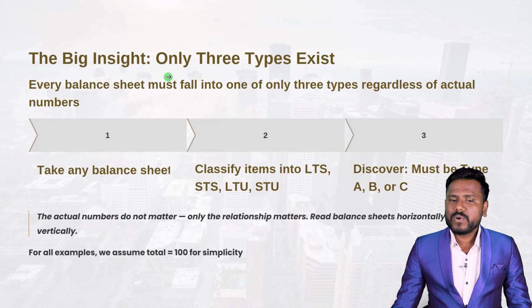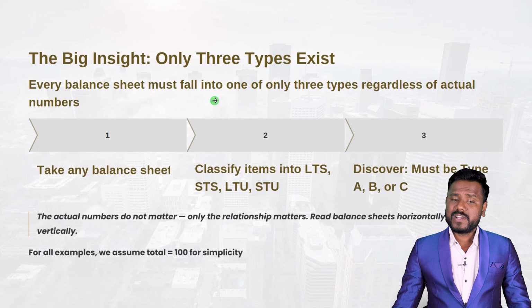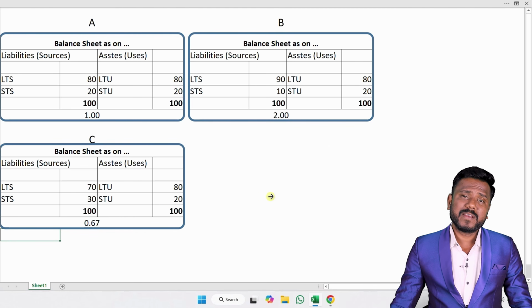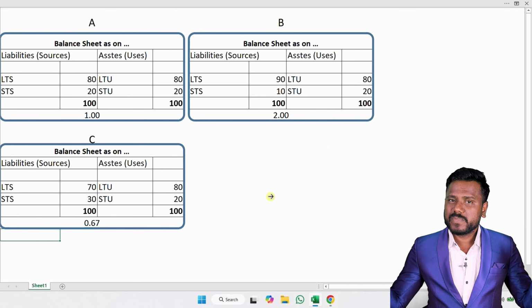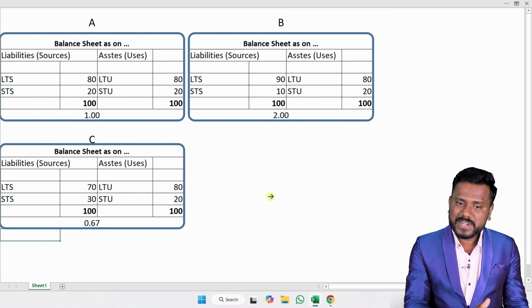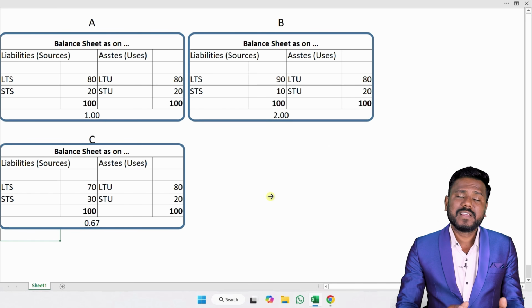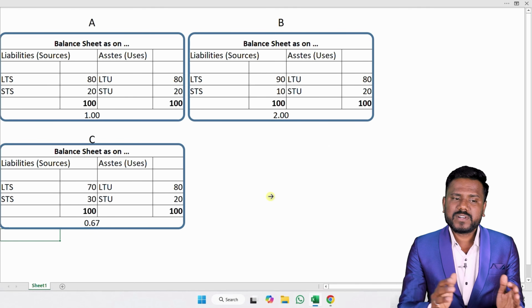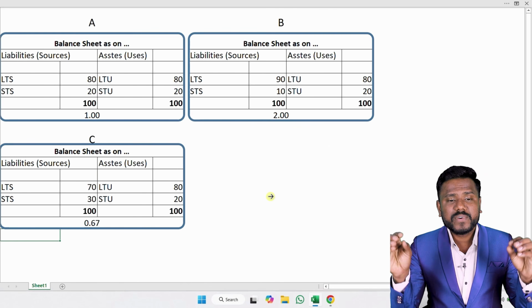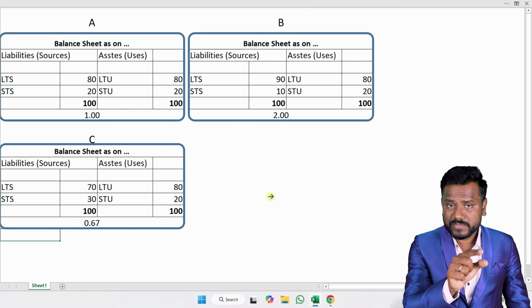The big insight: only 3 types exist. Every balance sheet must fall into one of only 3 types regardless of actual numbers. Take any balance sheet, classify items into 4 types: LTS, STS, LTU and STU. When you take a balance sheet, there can be huge numbers. You compress the numbers into 2 types of liabilities and 2 types of assets: LTS, long-term sources, short-term sources, and the assets are long-term uses and short-term uses. Then it will fit into one of these 3 balance sheets.